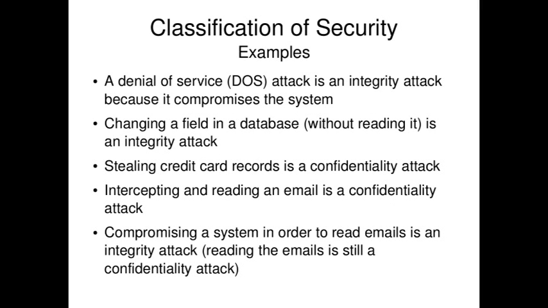So here are some examples of the different types of classification. Under the system I just described, a denial of service attack is an integrity attack because it compromises the system, because it makes the system useless. Changing a field in a database without reading it is an integrity attack. If you did read it, then it would be a confidentiality attack. Stealing credit card records is obviously a confidentiality attack. Intercepting and reading an email is a confidentiality attack. Compromising a system in order to read emails, now that's an integrity attack. An attack can be made up of multiple parts, and each part can be classified in a different way. Does that make sense? Question?